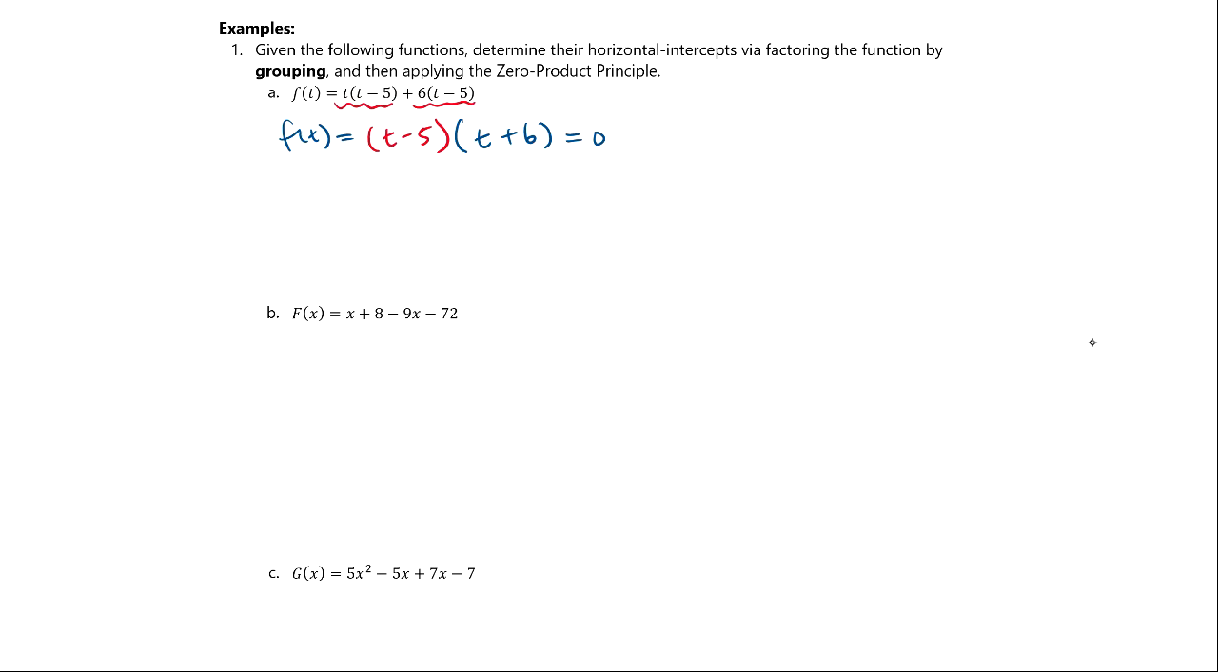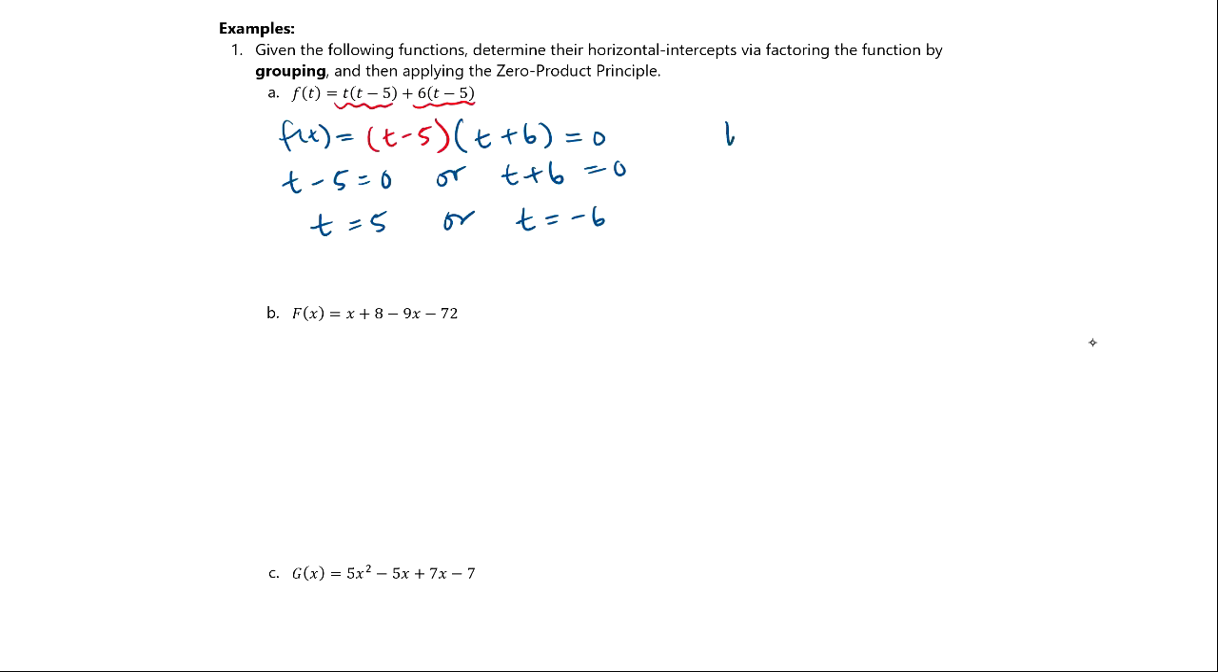Essentially, we grouped the entire expression into two groups. And as we do this process, we're looking at what each group has in common as a common factor. This is what we're doing in this type of problem. Now if we look at this resulting expression, we can say either t minus 5 is equal to 0 or t plus 6 is equal to 0. Therefore, t is equal to 5 or t is equal to negative 6.